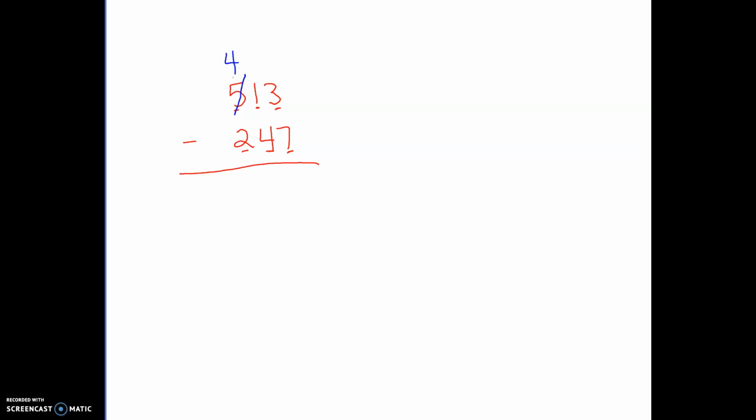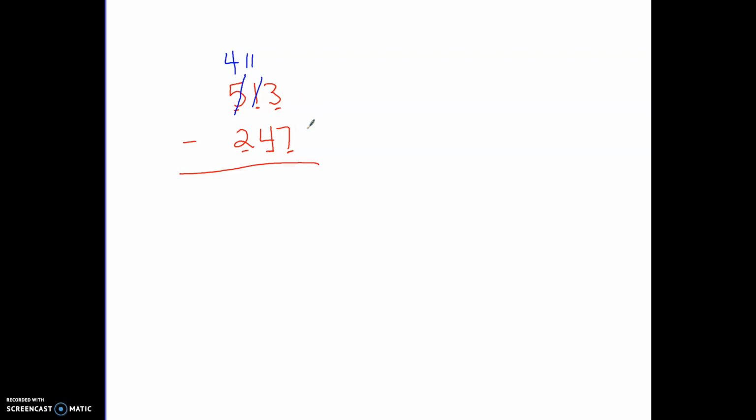I'm going to trade that 100. I'm going to trade it into tens. And there's 10 tens in 100. So I'm going to give those to these 10 over here. So I'm going to add 10 tens to the 10 that was there. So I'm going to have 11. Okay. But I still can't do 3 minus 7 because 3 is not greater than 7.